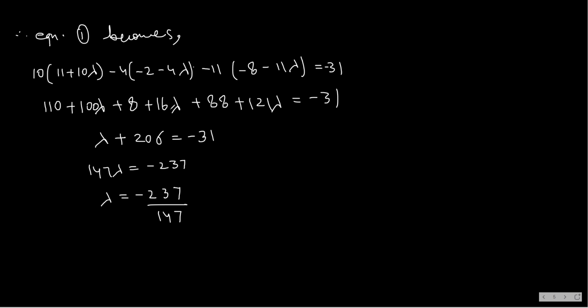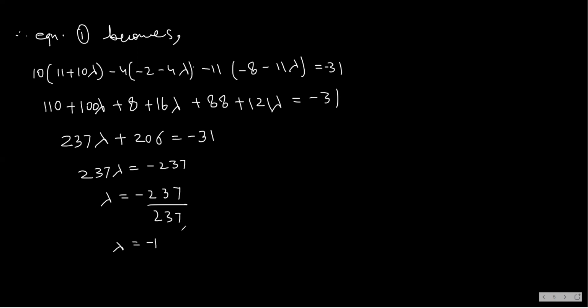100 plus this is 16. So 116 plus 121 is 237 lambda. So this is 237 lambda. So you understand? So what you will get? You get 237 lambda is equal to minus 237. So this is also 237. And now see, lambda you are getting is minus 1.